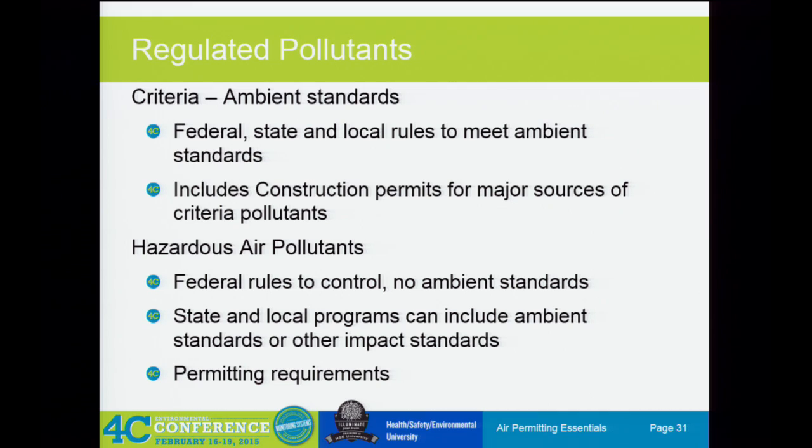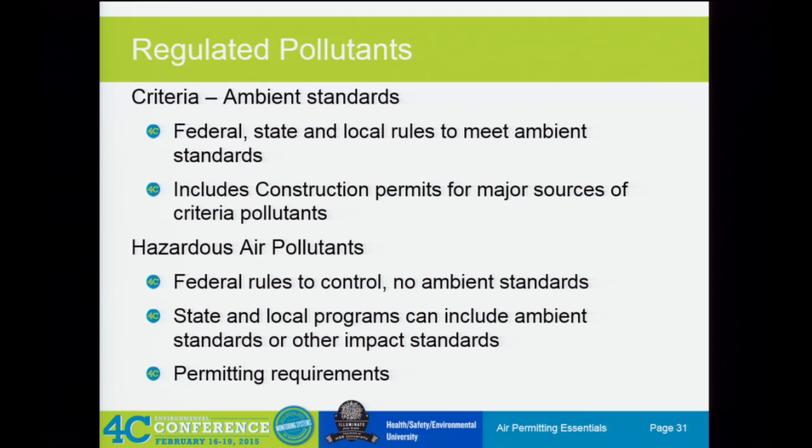Under regulated pollutants or criteria pollutants, we have ambient standards. So there are federal, state, and local rules to meet ambient standards. It includes construction permits for major sources of criteria pollutants. So when you refer to our PSD permits, we have specific thresholds for each of our criteria pollutants.